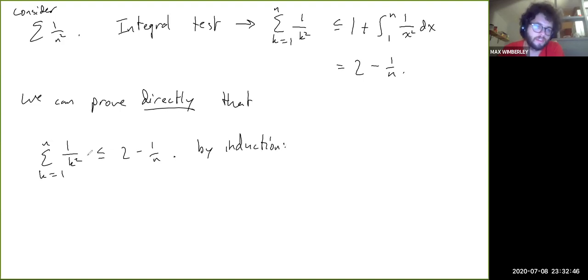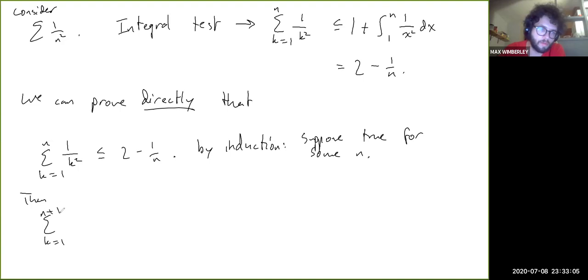So the base case is pretty obvious, okay? So let's suppose this is true for some particular value of n. So suppose this is true for some n. Then the sum from k equals 1 to n plus 1 of 1 over k squared is less than or equal to 2 minus 1 over n plus 1 over n plus 1 squared, right?